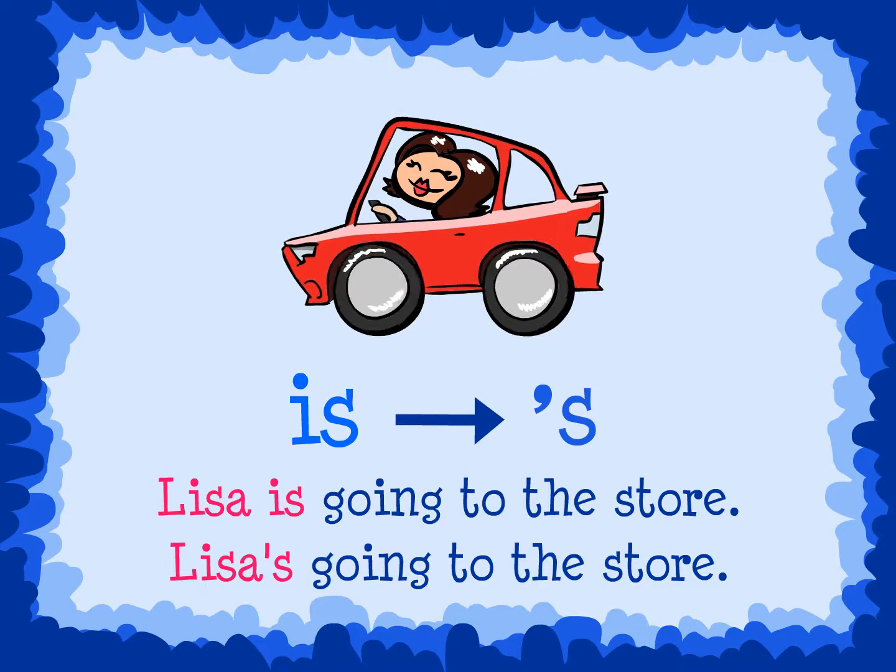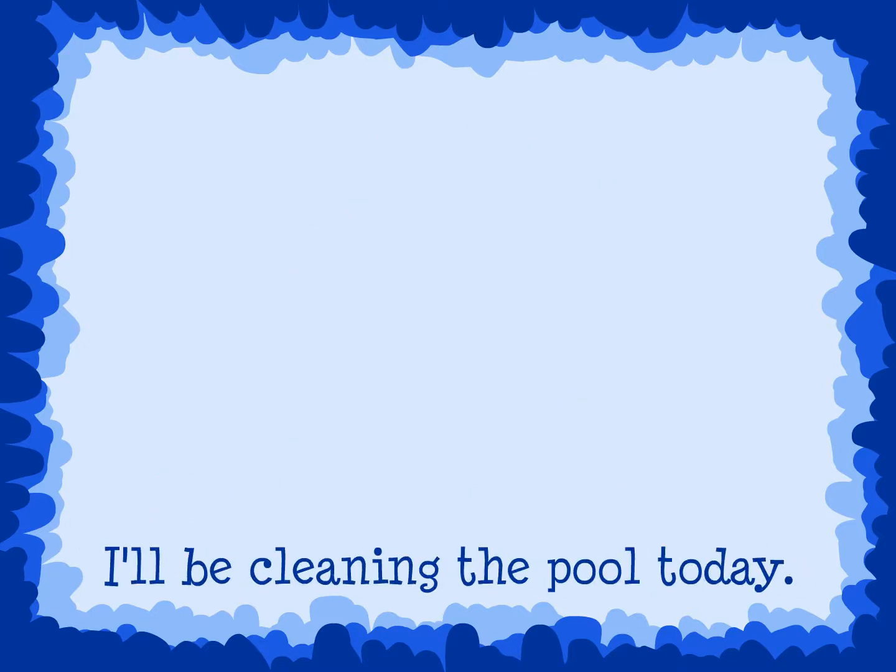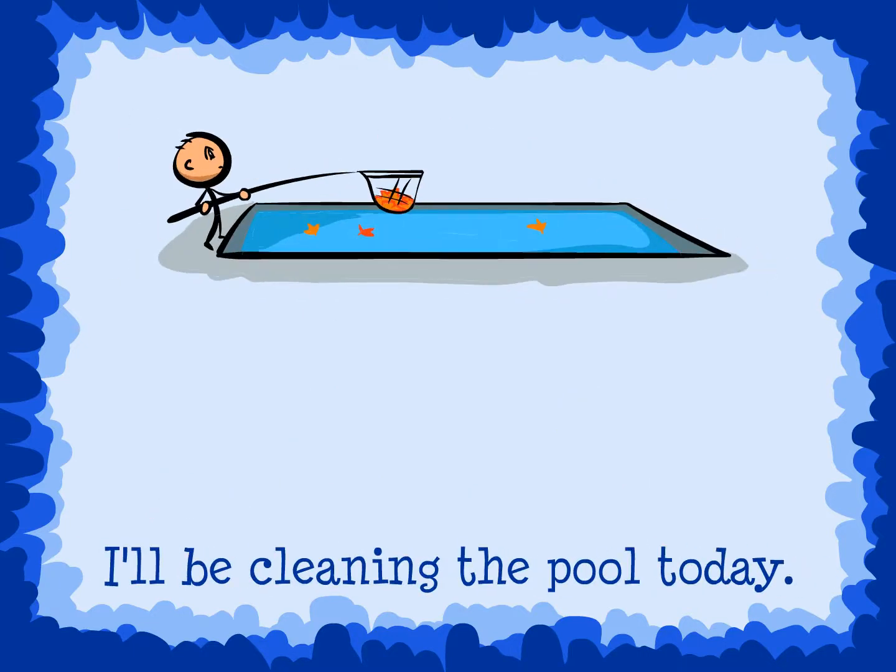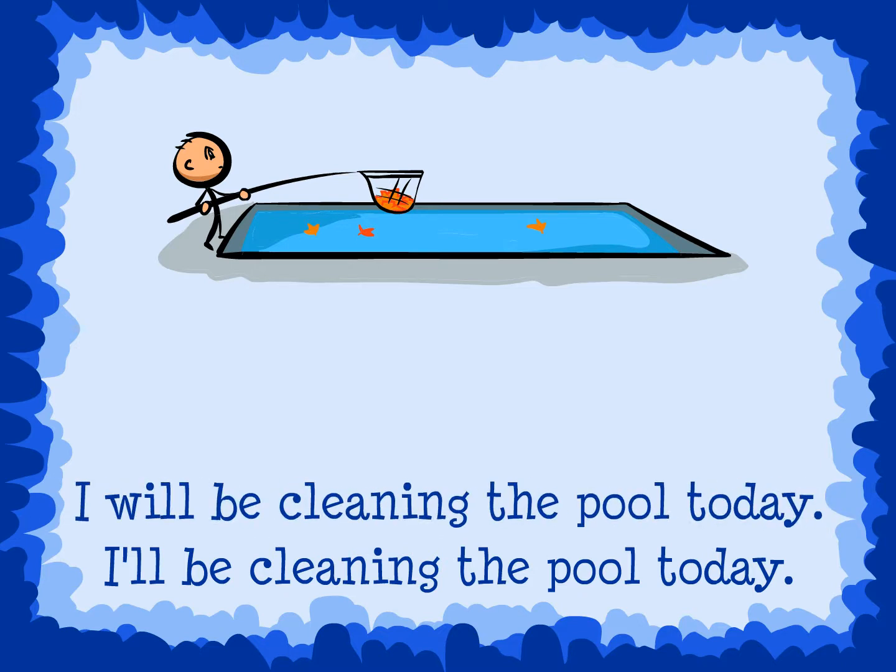Here is another example. I'll be cleaning the pool today. This is just another way to say I will be cleaning the pool today. I'll is the same thing as I will. The apostrophe takes the place of the letters WI and makes the two longer words into one shorter one.